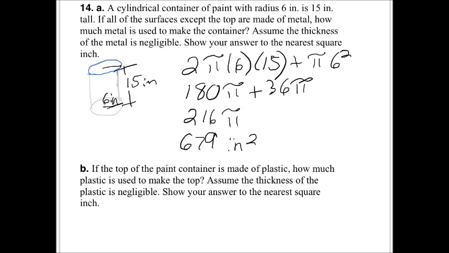Okay, so that means that it's just the top of the paint can. Well, I don't really need to calculate that again because that's just the area of a circle. And I already found that to be 36 pi. So my answer is going to be 36 pi, but I'm supposed to round it to the nearest square inch. So 36 times pi would be about 113. So I have 113 inches squared of plastic that I'm going to need to make the lid.